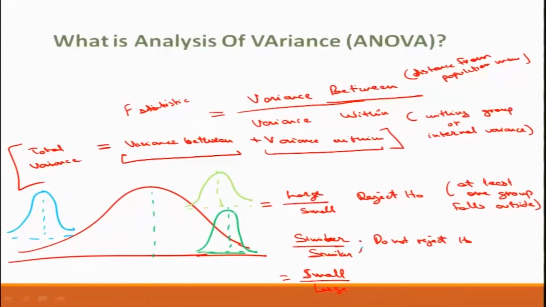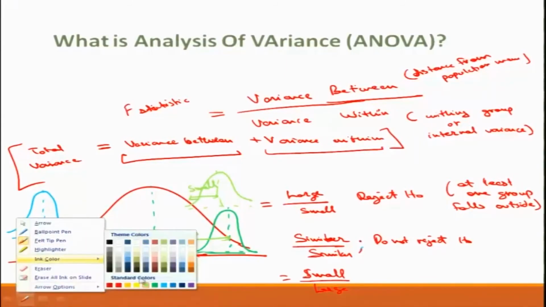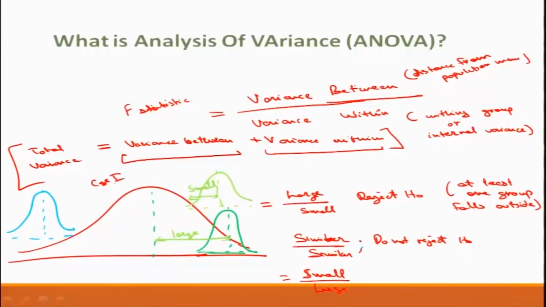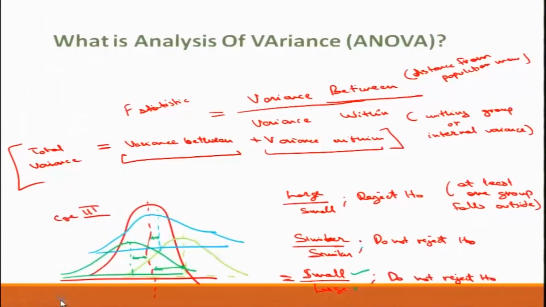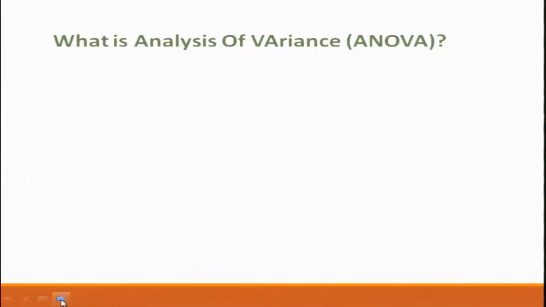In this case, within group variances are small. This is small, however, this is large. So, this is my case 1. Case 1, provided one of the groups is an outlier. This is an outlier. So, these are my 3 cases.